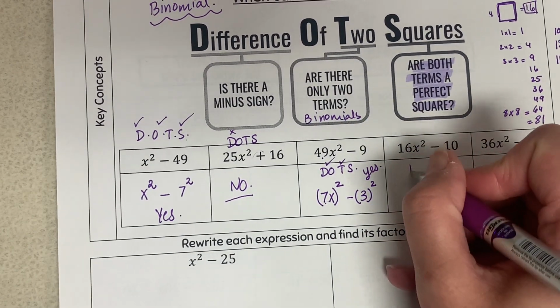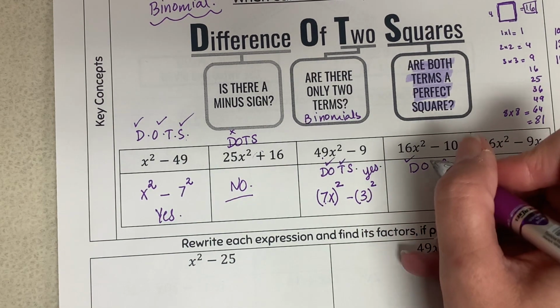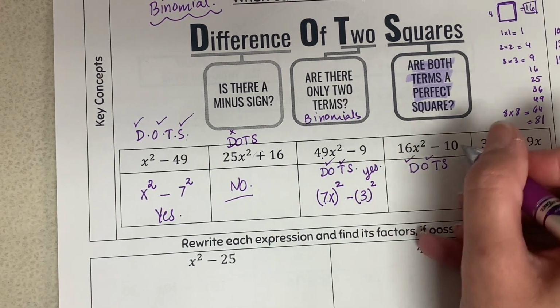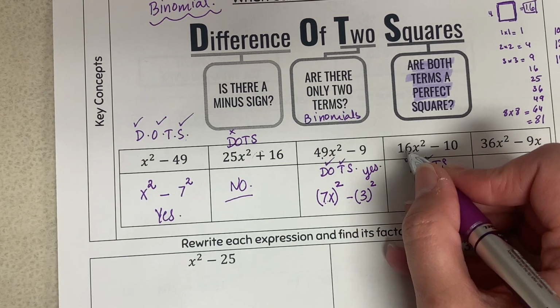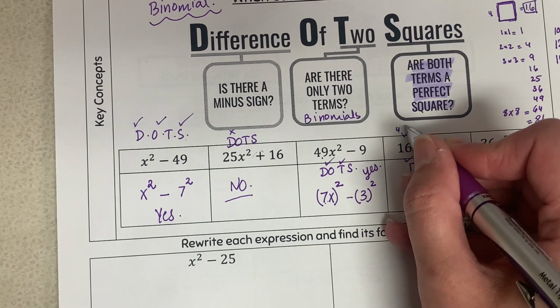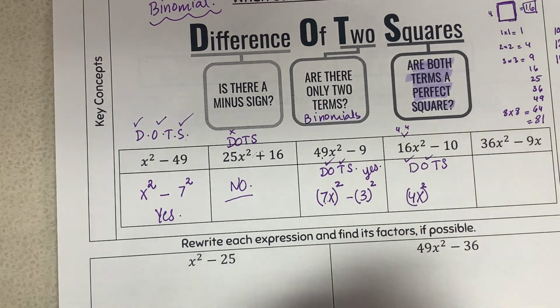16. Well, okay, let's start like this. First, is it a difference? Yes. Is it of two terms only? Yes. Are these two terms both perfect squares? Let's check. 16 is 4 times 4, so it is 4x whole squared. It works.